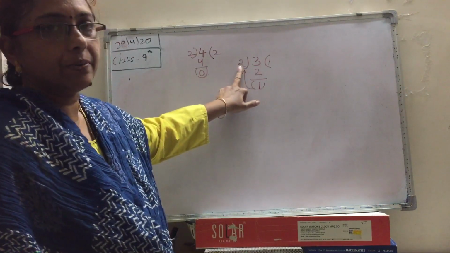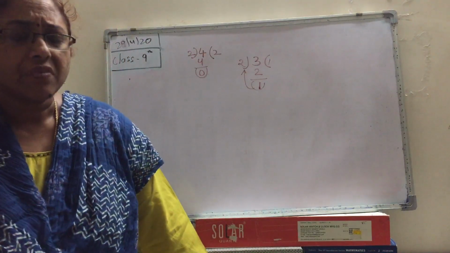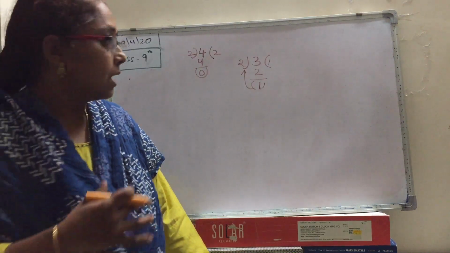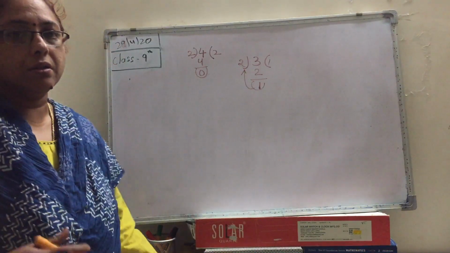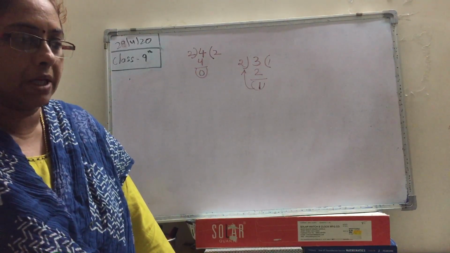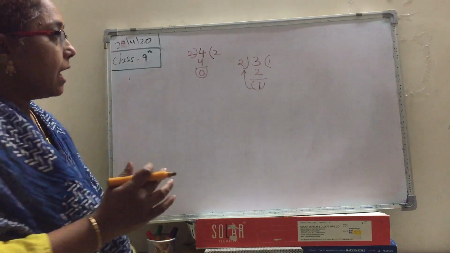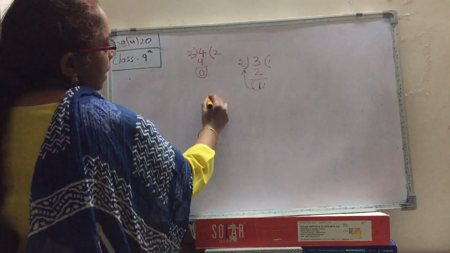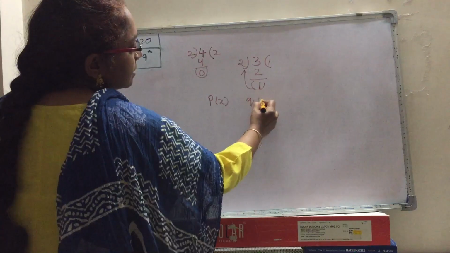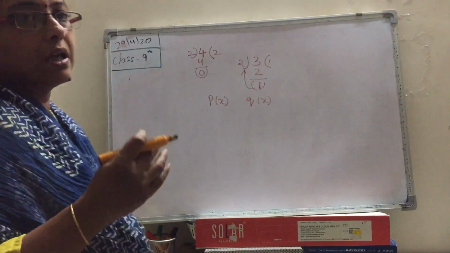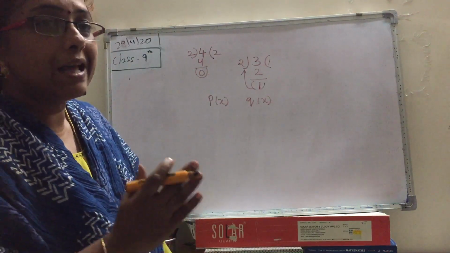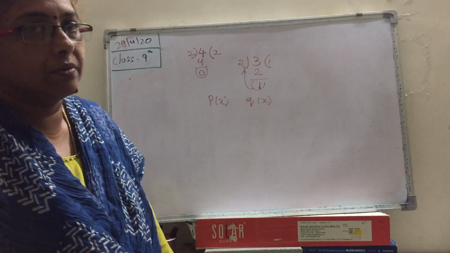So when an integer is divided by another integer, the remainder is 0 or less than the divisor. In the same way, while doing the division of polynomials, we noticed that the same pattern is followed. It means when a polynomial p of x is divided by another polynomial q of x, then the remainder is 0 or the degree of the remainder is less than the degree of the divisor.